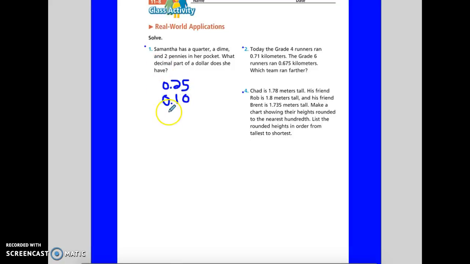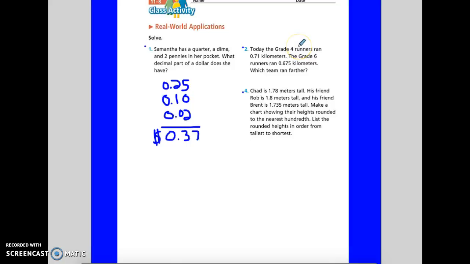And then she has 2 pennies, which we're going to write as 2 hundredths, because remember it's 2 pennies out of 100 pennies in a dollar. So then I'm going to go ahead and add those up. I know that 25 cents plus 10 cents is 35 cents, plus 2 more gives me 37 cents. That would be my total decimal, 37 cents. If I was going to write that as a fraction, it would be 37 over 100 pennies. All right, good. Let's go ahead and try this next one.